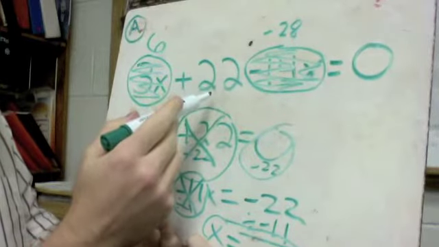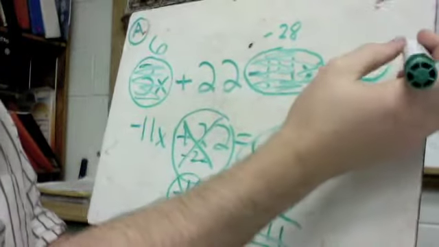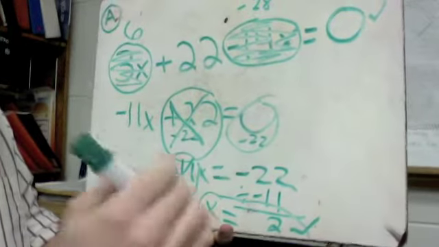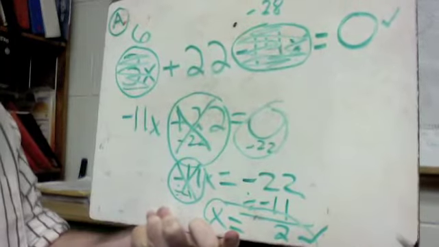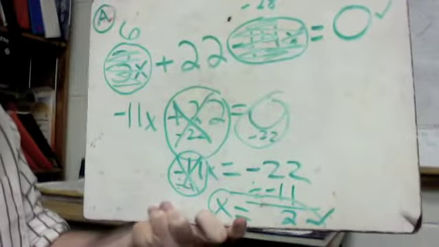6 plus 22 is 28. 28 minus 28 is 0. That part checks out, so our final answer actually checks out too. So it's no different than the solving that we just got done with. The only difference is that we have to combine a few things together first.